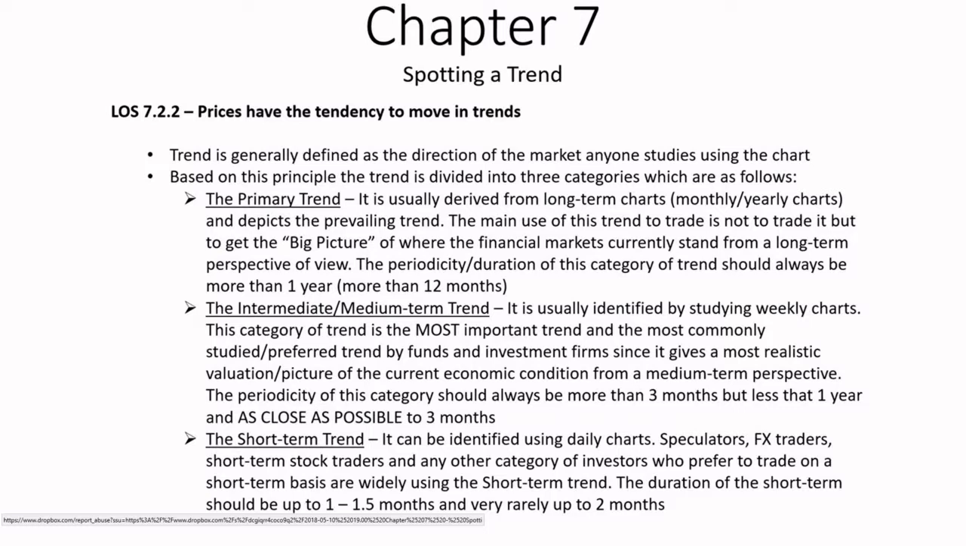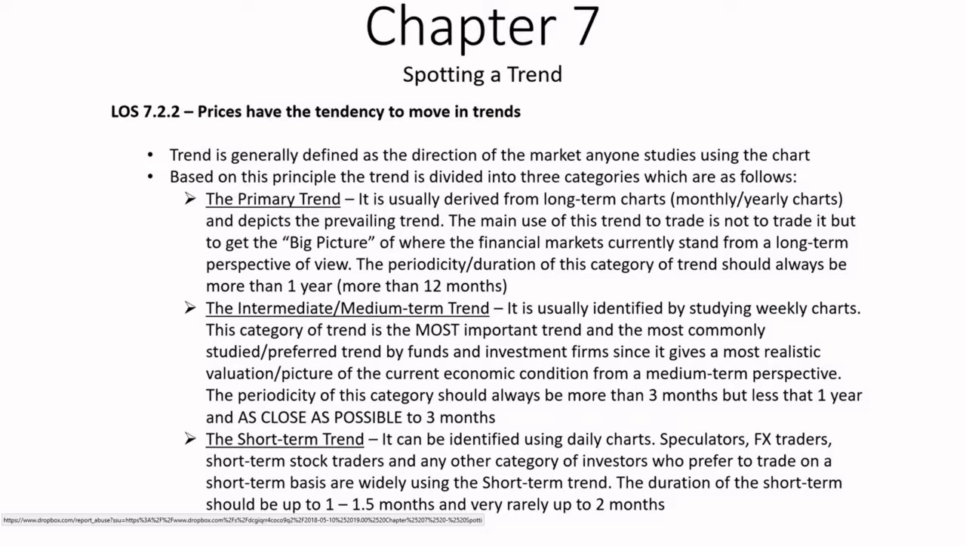The second type of trend, the second category of trends, is the intermediate or medium-term trend. We usually study weekly charts to find this category of trend. And this category of trend is the most important trend and the most commonly studied, preferred by funds and investment firms. Why? Because it gives a more realistic valuation, a more realistic picture of the current economic condition from a medium-term perspective.